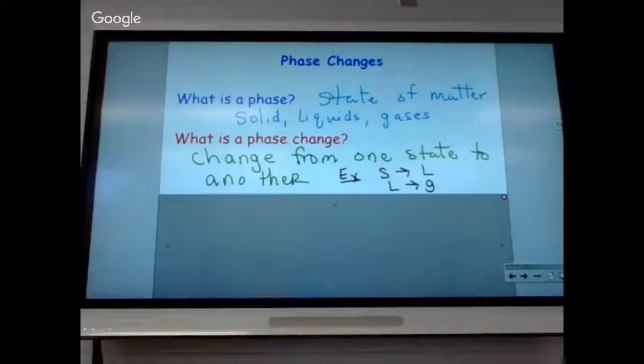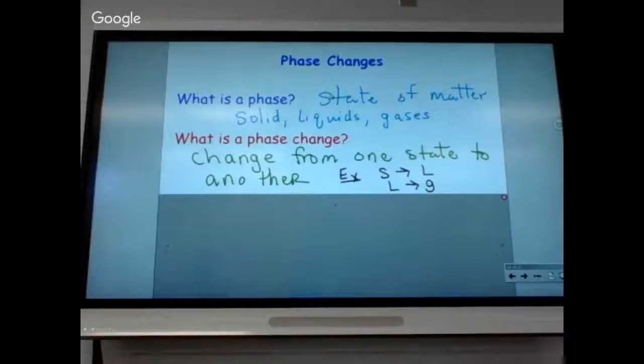Now, there are actually 6 state changes, but your curriculum only wants you to know 4. So we're only going to talk about 4. If any of you remember talking about sublimation in middle school, or the opposite of sublimation, deposition, we're not responsible for those 2 in physical science. Sublimation is changing directly from a solid to a gas, like dry ice, which is solid carbon dioxide. It changes from the solid directly to a gas. It's not part of our curriculum, so we're going to skip that.